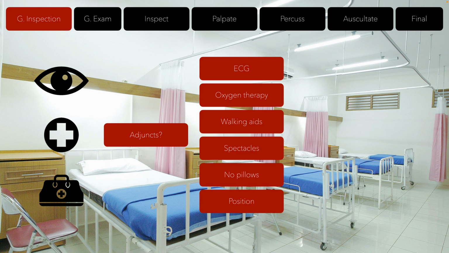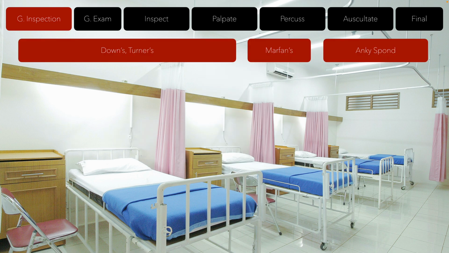Now pillows. Do they need pillows to prop themselves up because there's fluid on the lungs because of heart failure? Position. What position are they in? Are they lying flat? Are they able to tolerate lying flat? Are they desaturating and becoming hypoxic because they're lying flat and they need to sit up? So much information can be gathered right at the end of the bed.